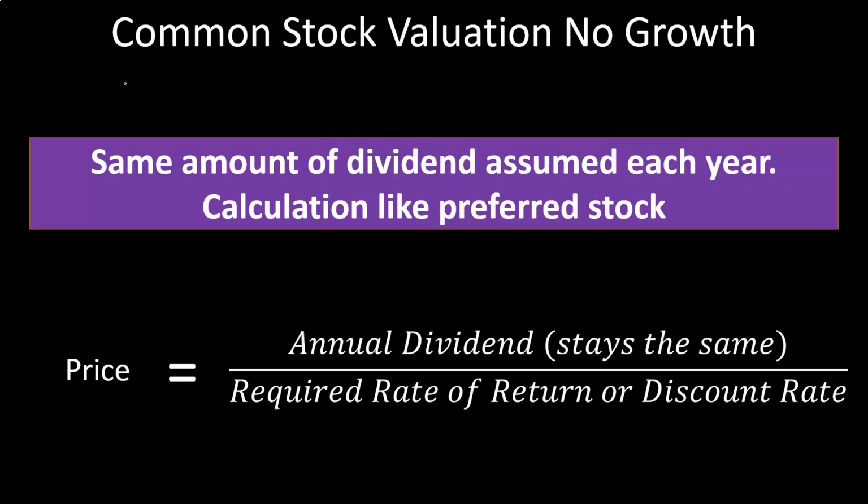That could actually be good, because you might be talking about mature companies that are making good revenue, and they do what they do well, possibly, and then they pay out the excess revenue in the form of dividends, and the dividends are somewhat constant. If that were the case, then we'd have a calculation similar to what we saw with the preferred stock. We have the same amount of dividend assumed each year, calculated like the preferred stock.